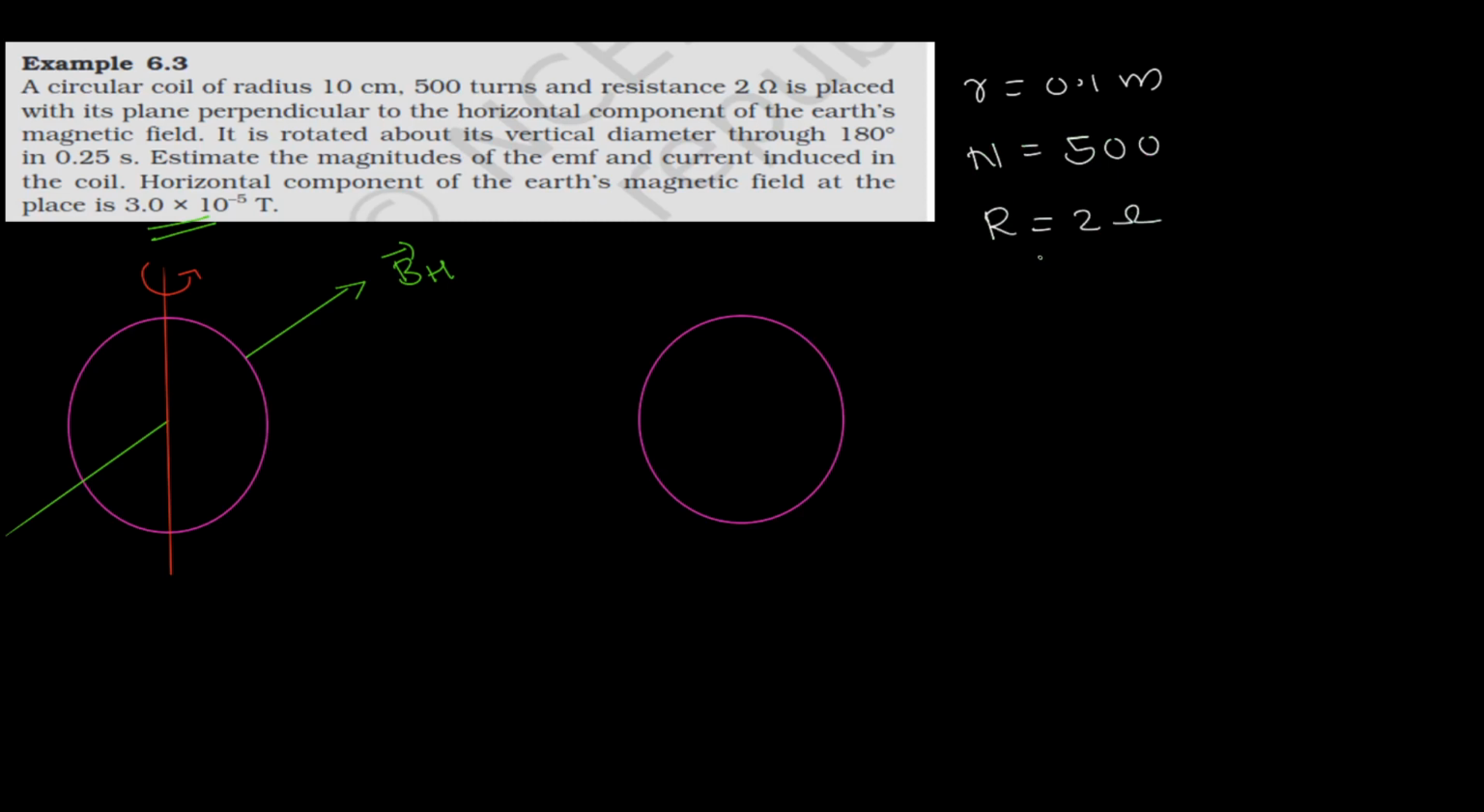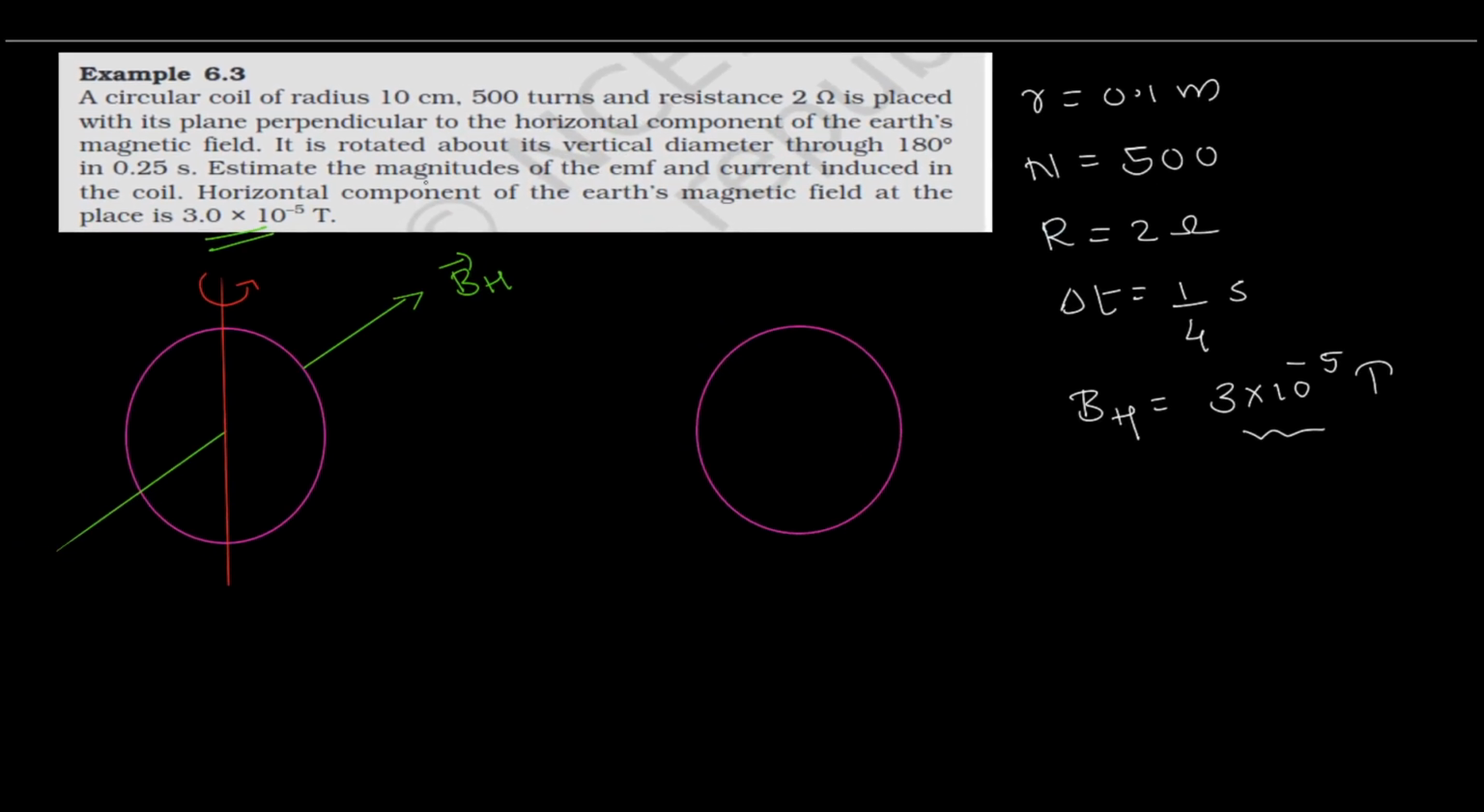What else? Time required for that amount of rotation is 0.25, or I can write it as 1 by 4 second. What else? Magnetic field. The horizontal component of Earth's magnetic field in that region happens to be 3 into 10 to the minus 5 Tesla. This is the magnetic field you have in that region. Alright, so first of all, looks like they are asking you to calculate the value of EMF. Arrive at the magnitudes of EMF induced and current induced.